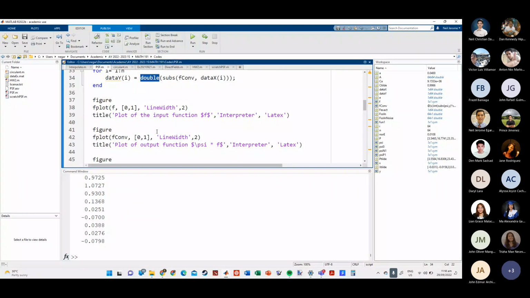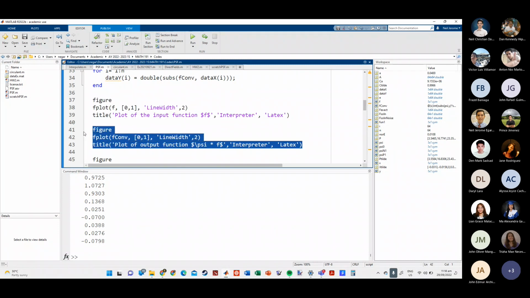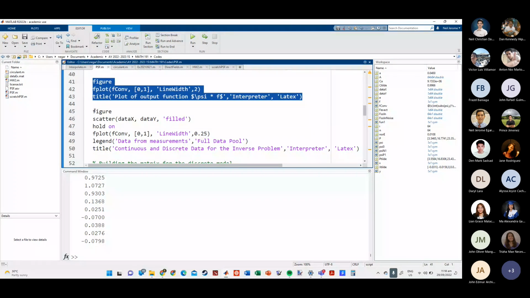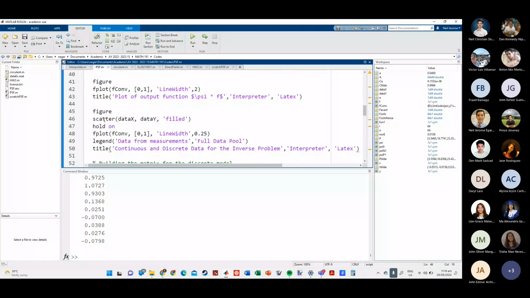Tapos ito, lines 37 to 43, ipapaplot ko lang una yung si function f para ma-check ko yung itsura ni function f. Tapos ipapaplot ko rin yung convolution ni f over the interval 0, 1. Tapos sa 45 to 50, ipapaplot ko naman yung discrete data. So ito yung scatter plot ni data x comma data y. So si data x ay vector, si data y ay vector din. Kaya scatter lang yung gagawa ko para hindi i-connect the dots ni Matlab dun sa plot para bunch of points lang yung makikita nyo.